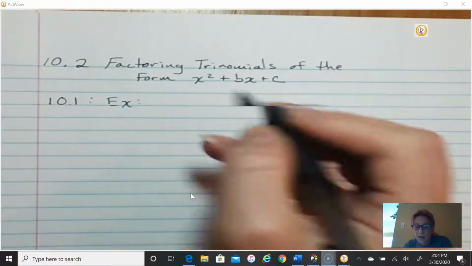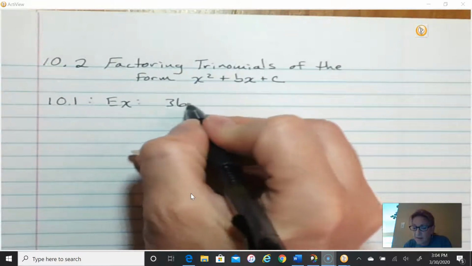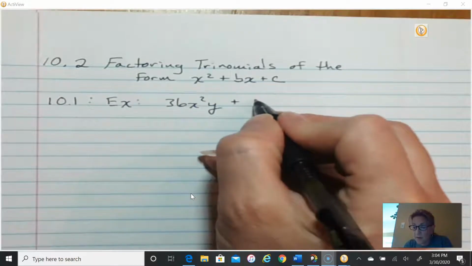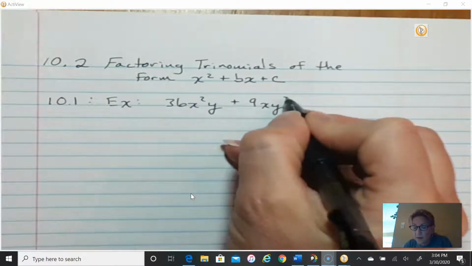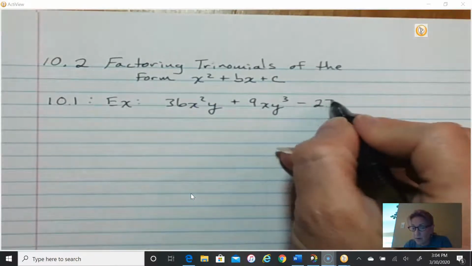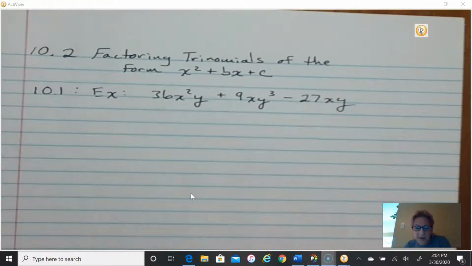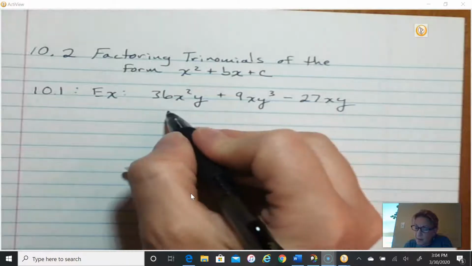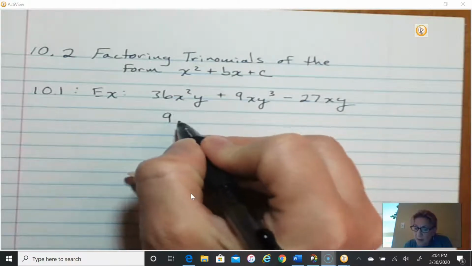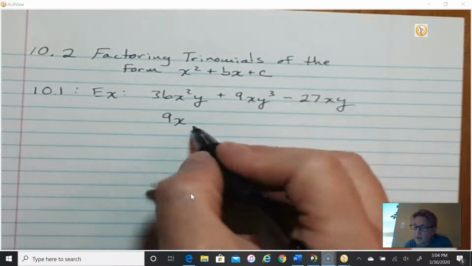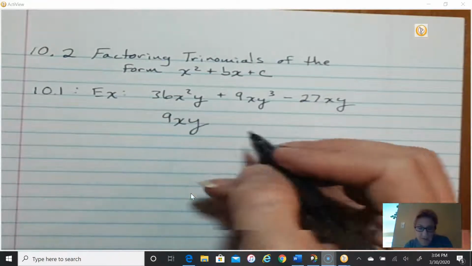Example, you were given this, you were factoring out common monomials, or with a monomial. Okay, remember that? And then you're finding greatest common factors. This would have been 9, pulling out 9 for each of those, x, 1x for each of those, and 1y for each of those.